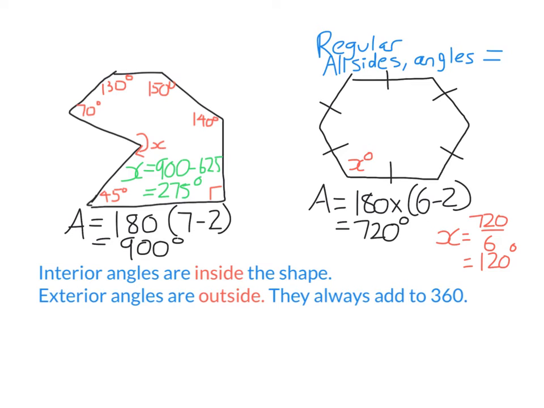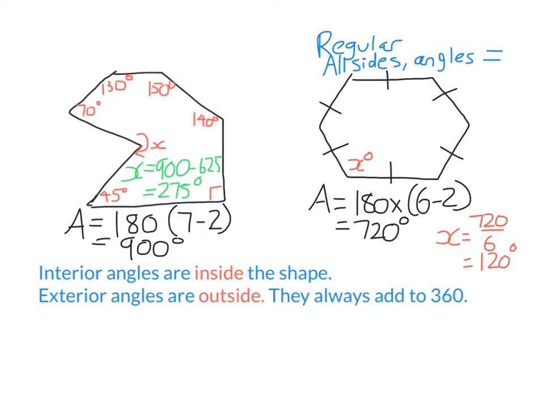So far, I've looked at interior angles. They are the angles inside a polygon. So all of these angles here are interior. Exterior angles are outside the shape. And it turns out for any polygon, no matter how many sides it has, if you add all of its exterior angles, you get 360.